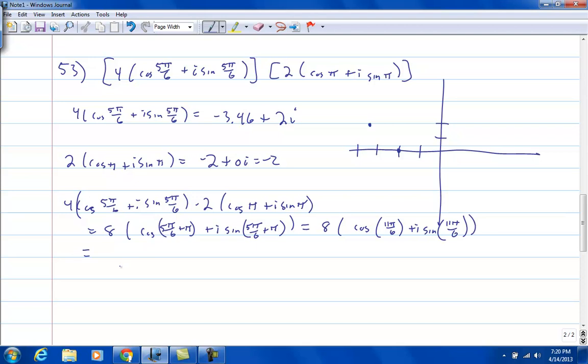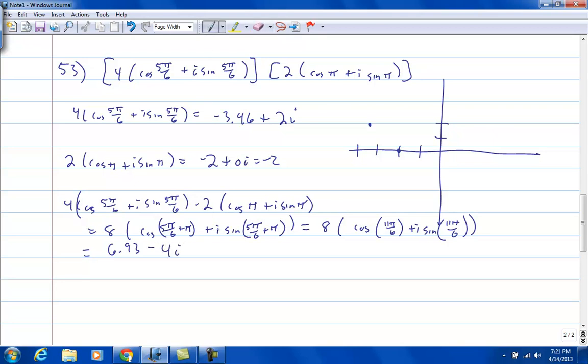That's going to be, cosine 11 pi over 6 is square root of 3 over 2. And it's positive in this quadrant here. So 8 times cosine 11 pi divided by 6, 6.93, plus sine 11 pi over 6 is negative 1/2. 8 times negative 1/2 is negative 4. So minus 4.